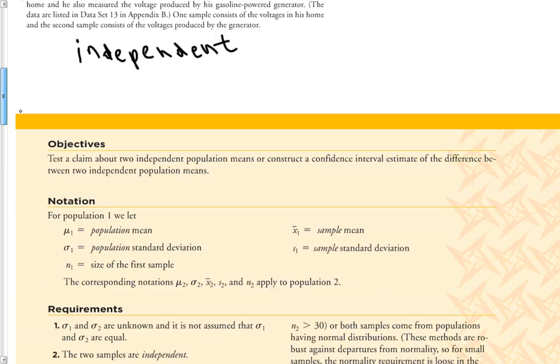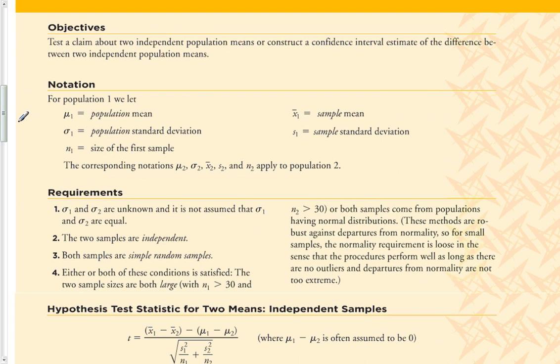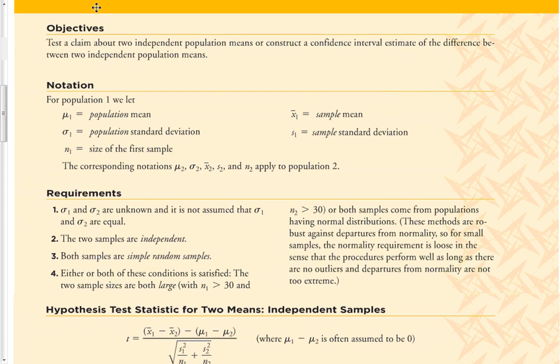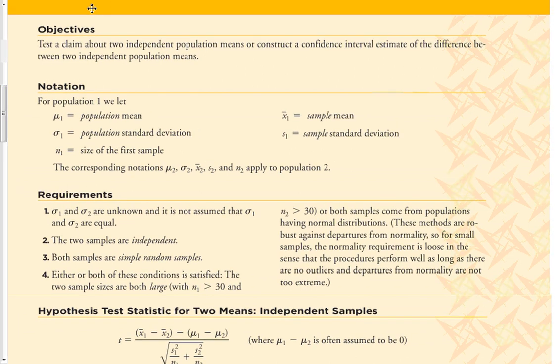Now let's take a look here. Our objective in this section is to test claims about two independent population means. And also, we want to construct confidence intervals of the difference between two independent population means. So once again, we are going to create confidence intervals about a difference, and we're also going to do a hypothesis test about the difference.